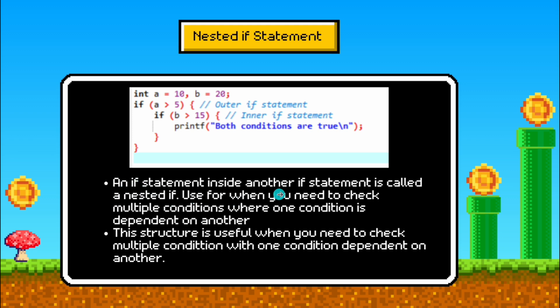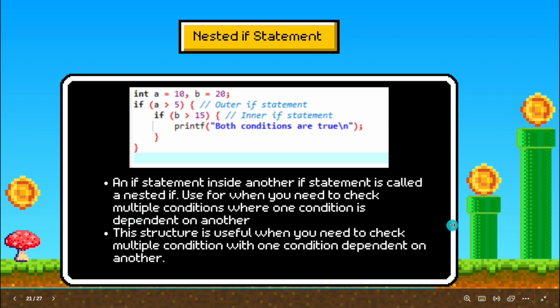An if statement inside another if statement is called a nested if, used when you need to check multiple conditions, where one condition is dependent on another. This structure is useful when you need to check multiple conditions with one condition dependent on another. Okay, that's from me. Thank you.